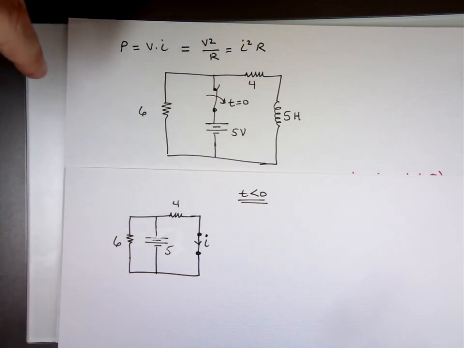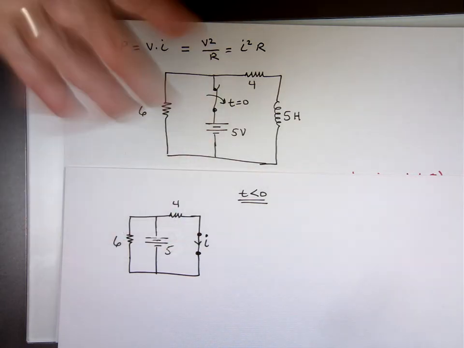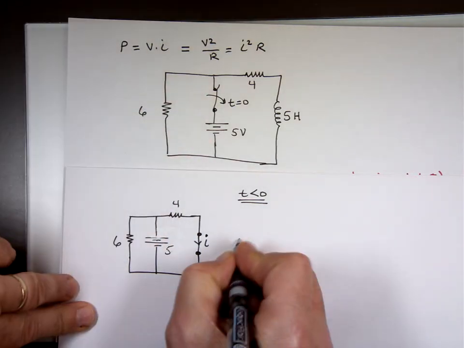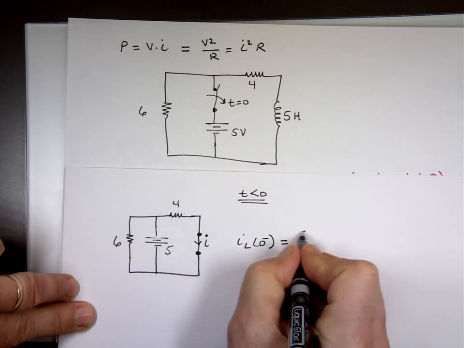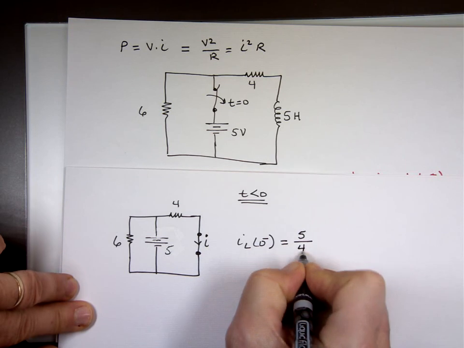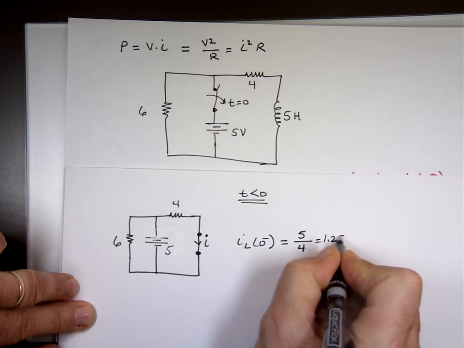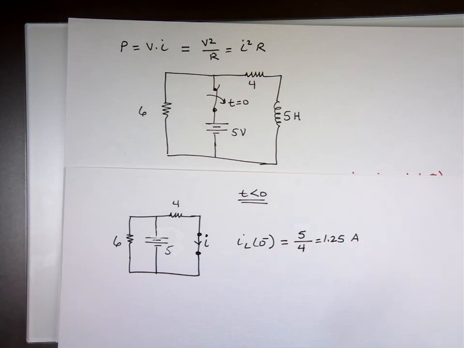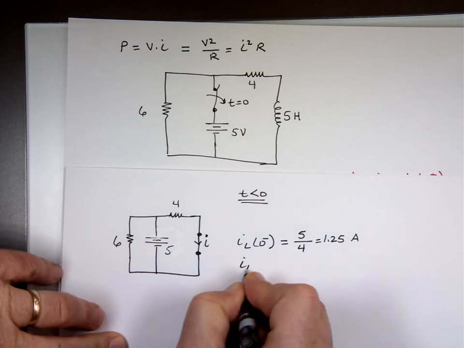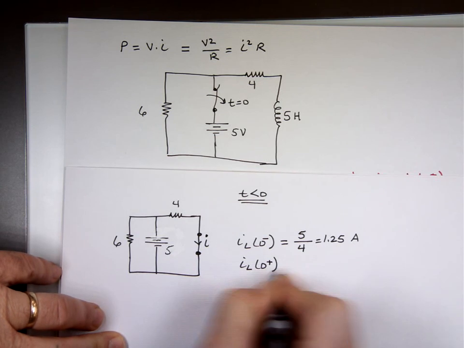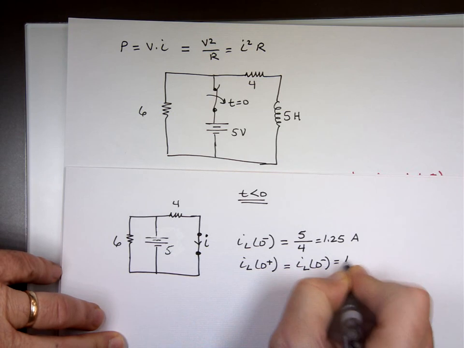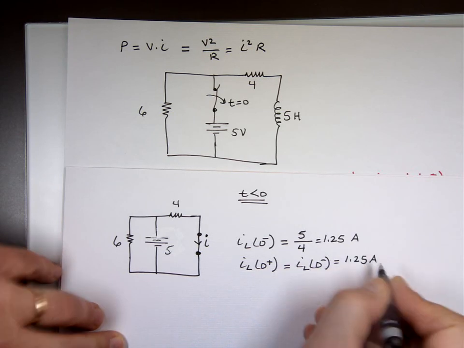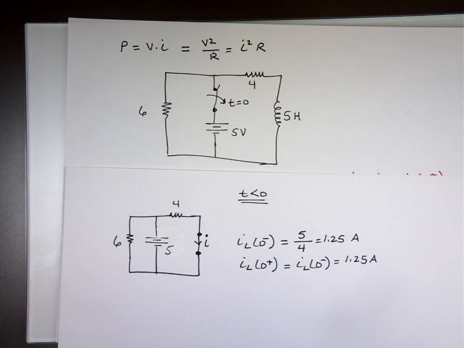So obviously the current through that is the current through the 4 ohm resistor. So I sub L at 0 minus is going to be Ohm's law, which is the voltage 5 divided by the resistor, which is 4. That's 1.25 amps. And what's I sub L at 0 plus? It's going to be the same as I sub L at 0 minus, so it's still going to be 1.25 amps. So this is for t less than 0.